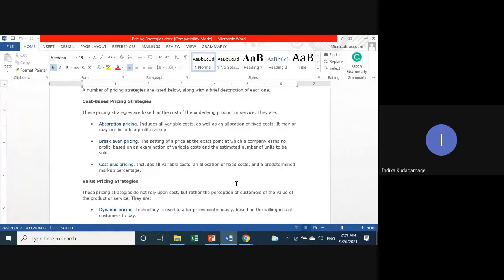Cost-based pricing. We are deciding the pricing based on the cost.